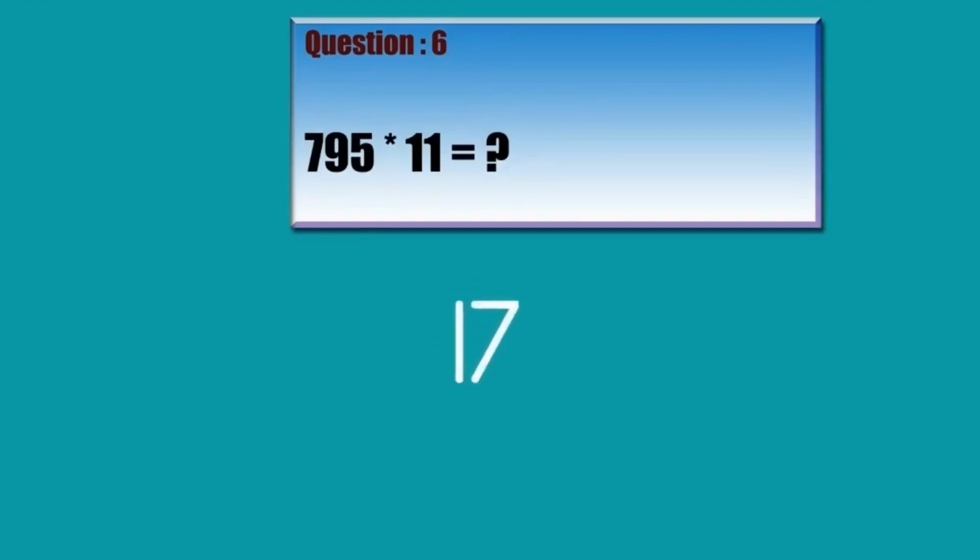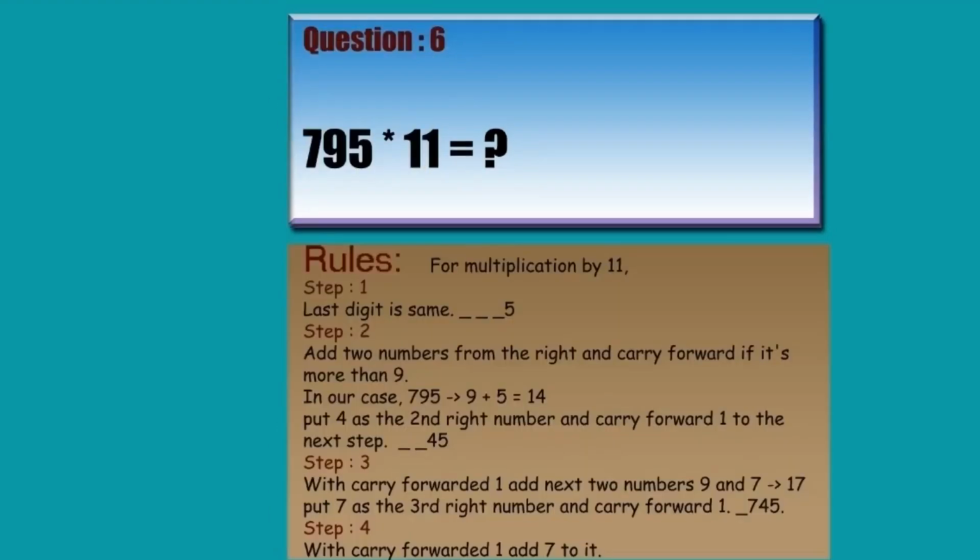795 times 11 is what? For multiplication by 11, step 1: the last digit is the same, i.e., 5. Step 2: add two numbers from the right and carry forward if it's more than 9. In our case, for 795, 9 plus 5 equals 14. Put 4 as the second right number and carry forward 1 to the next step. 4 5. Step 3: with the carried forward 1, add the next two numbers 9 and 7, then it becomes 17. Put 7 as the third right number and carry forward 1. 7 4 5. Step 4: with the carried forward 1, add 7 to it. 8745 is the answer.